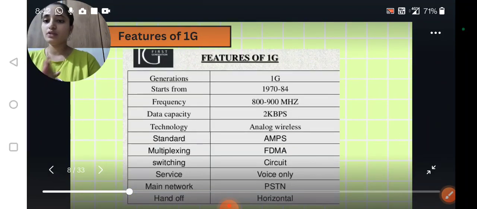Key features of 1G. It started in the year 1980. It requires a frequency of 800 to 900 MHz. It holds a data capacity of 2 kilobits per second. It is an analog wireless technology and it uses frequency division multiple access. It is a circuit switching technology.